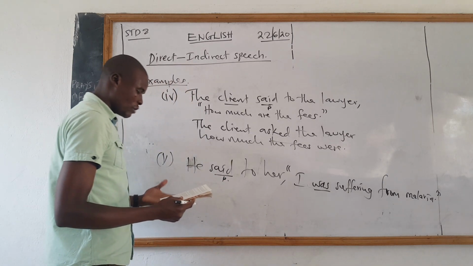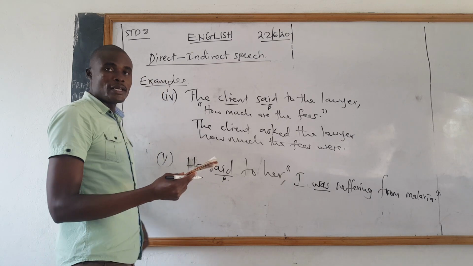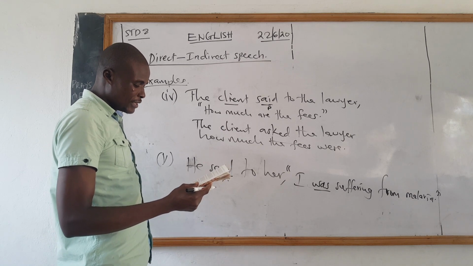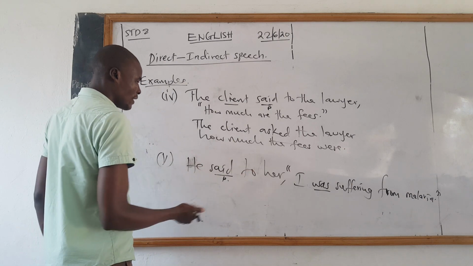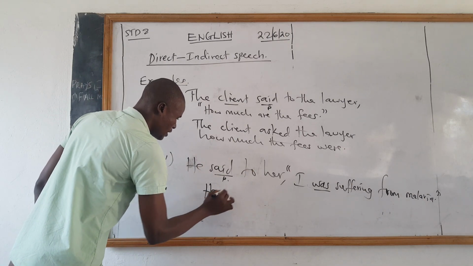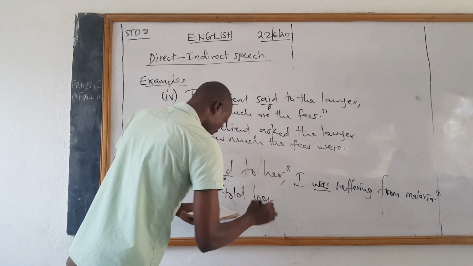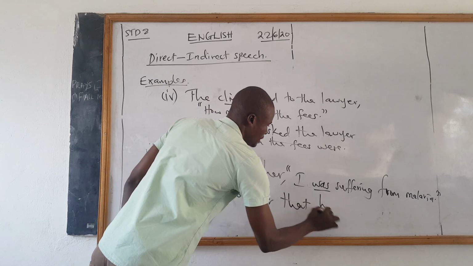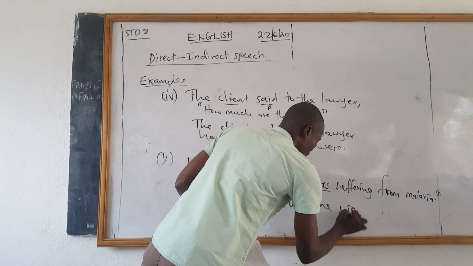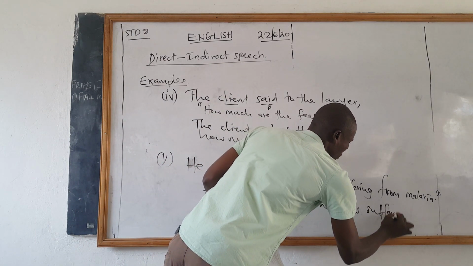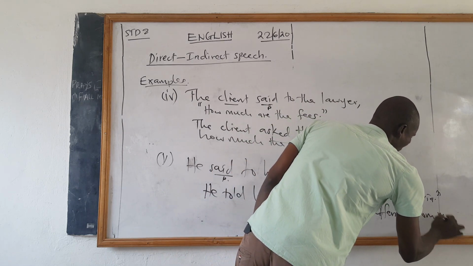So it gives us a link, a hint that we are supposed to say that he told her that he was suffering. He told her. We don't know the person, that's why we're using that pronoun "her". So he told her in the past, "told" is in the past, he told her that he was suffering from malaria.